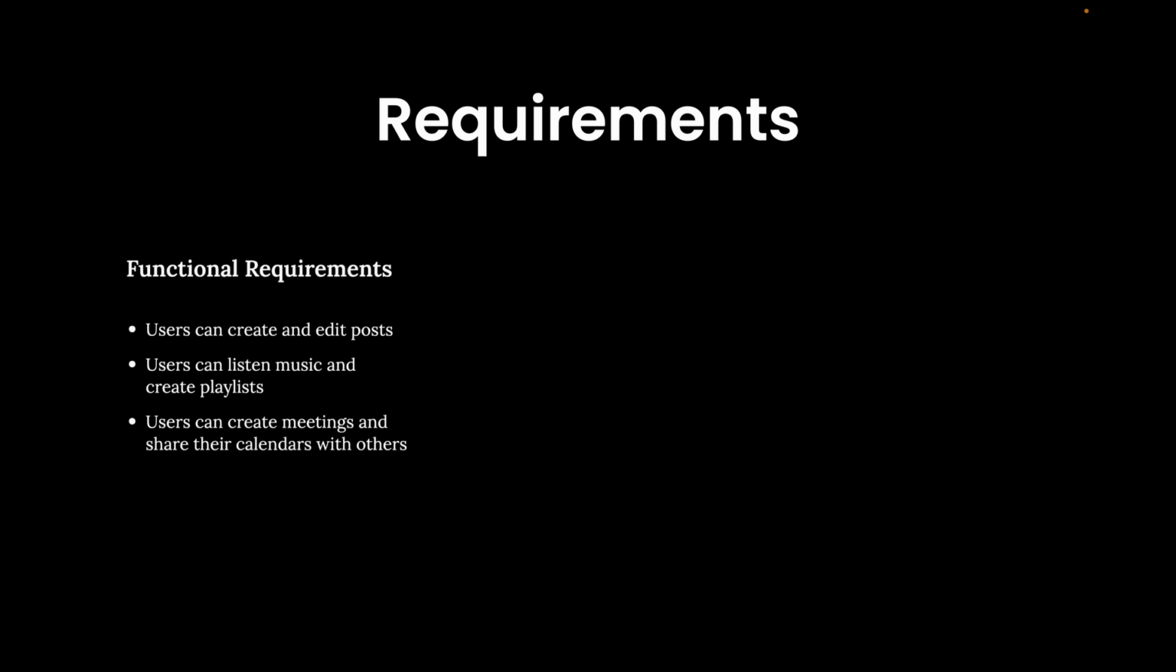There are three types of requirements you should be aware of. Functional requirements. These answer the question, what should the application do? For example, in a social media app, users should be able to create and edit posts. In a music streaming service, users should be able to listen to music and create playlists. And in a calendar app, users should be able to schedule meetings and share their calendars. These are core features. Without them, the application simply wouldn't make sense. Imagine Facebook without the ability to post, it wouldn't be a social network anymore. So functional requirements define the must-have features that form the foundation of the product.